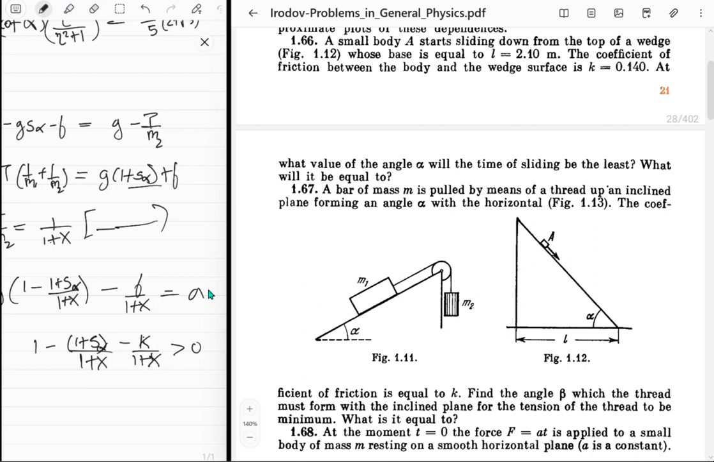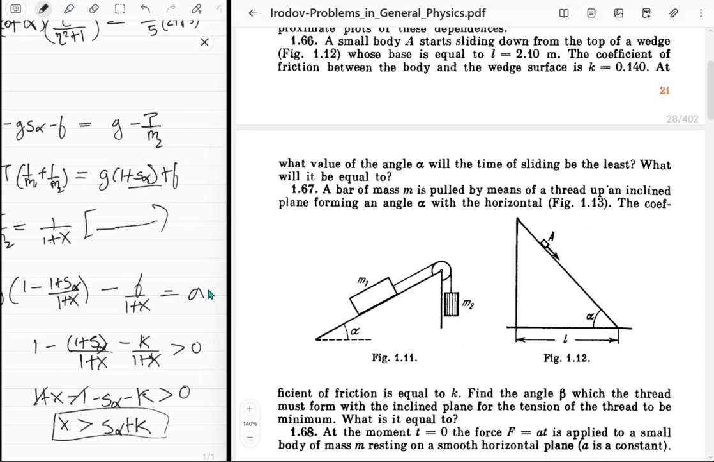So what's the minimum x value? But 1 plus x is positive anyway, so it just means 1 plus x minus of 1 plus sine alpha. They have to multiply that anyway, so 1 cancels, and then you got negative sine alpha right there, and then negative k greater than 0. So basically x is bigger than sine alpha plus k. That's for a bigger than 0.